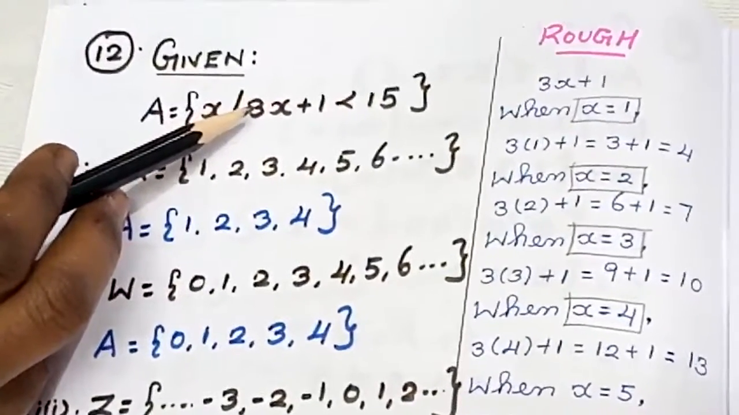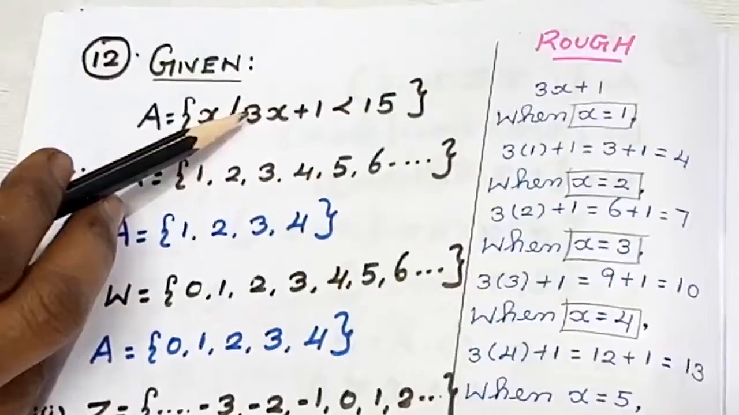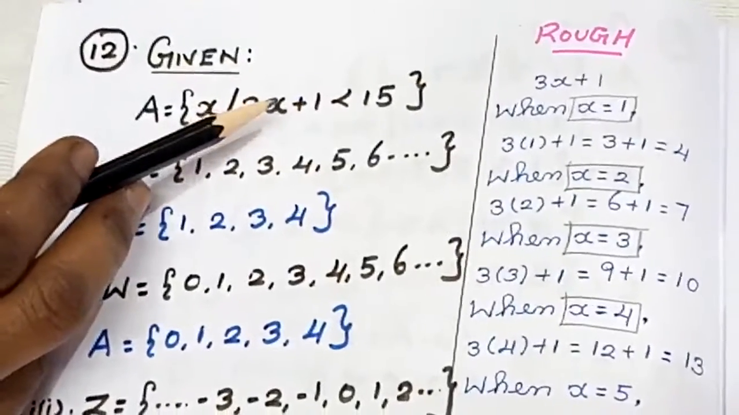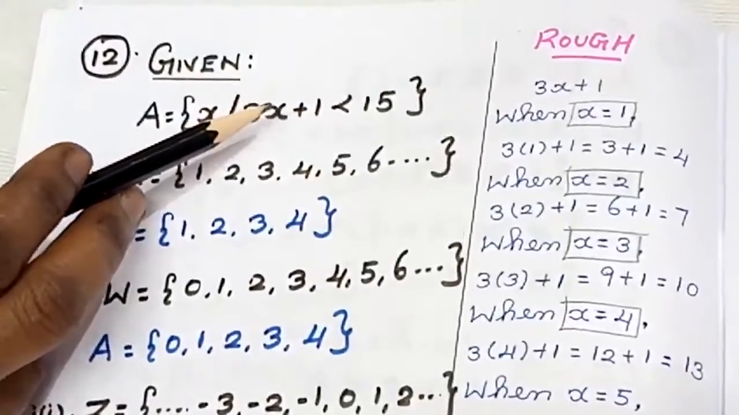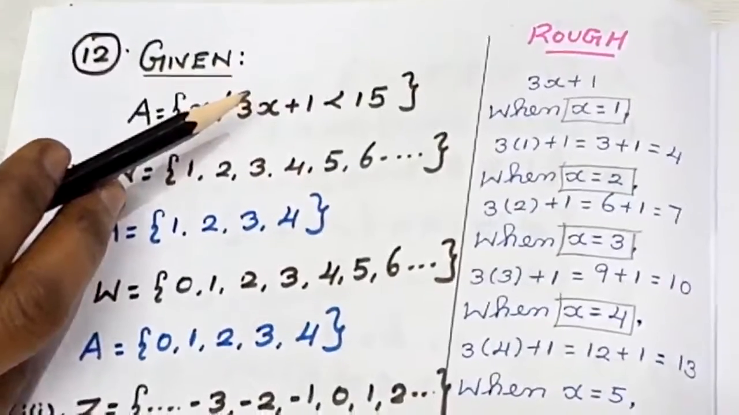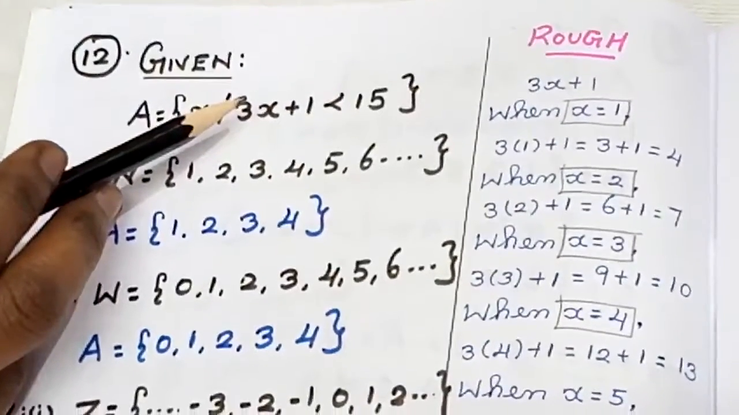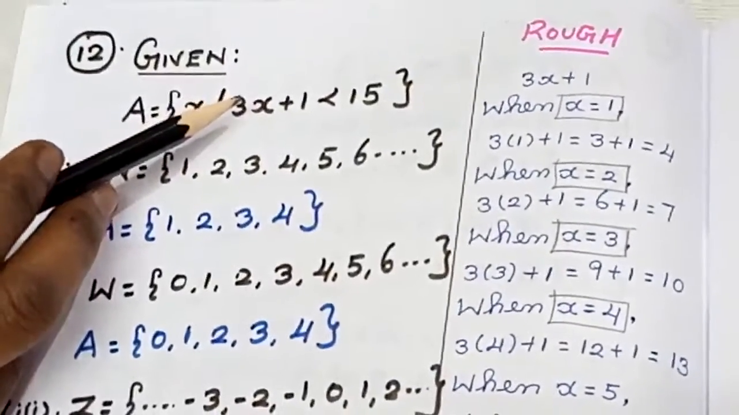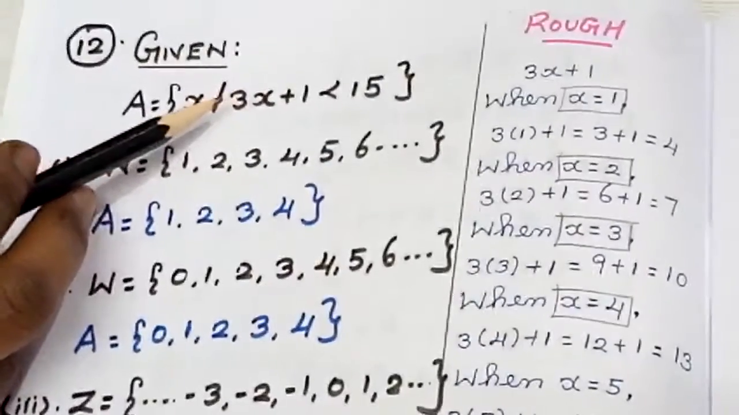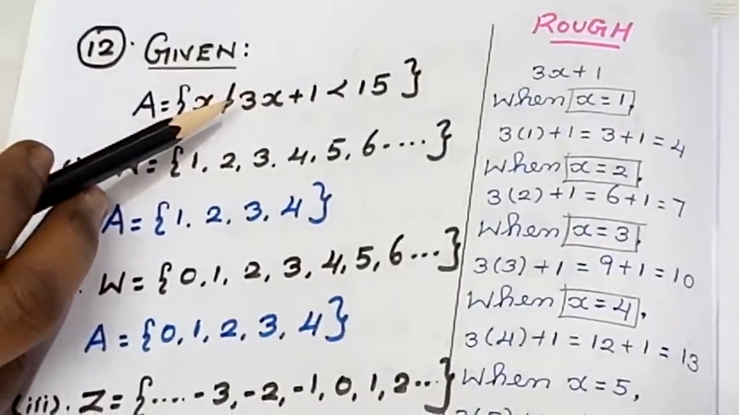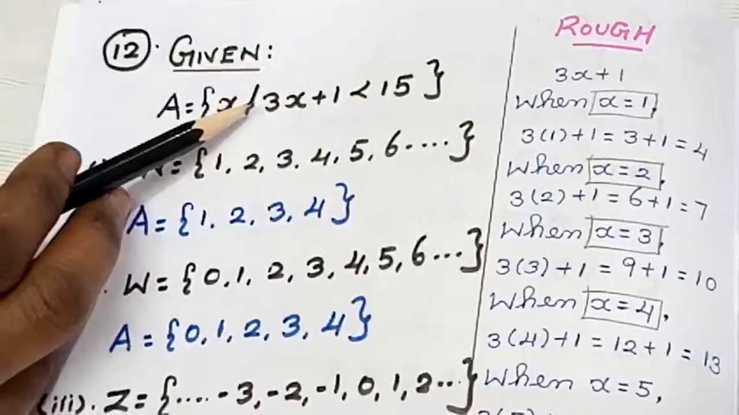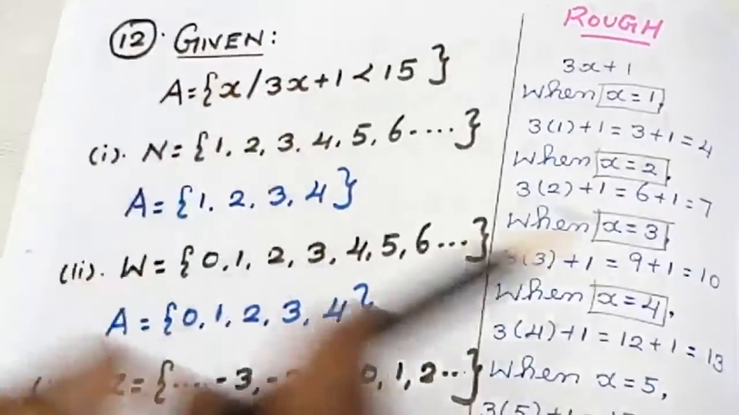once I get the answer 15, I will stop the value there. Less than 15 means my answer should not cross 15. Starting from 15 and more, values will not be accepted. Only answers less than 15 will be accepted. So that is the concept of the given equation here.